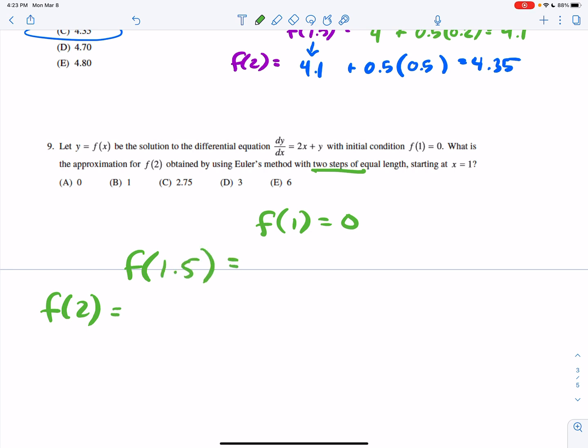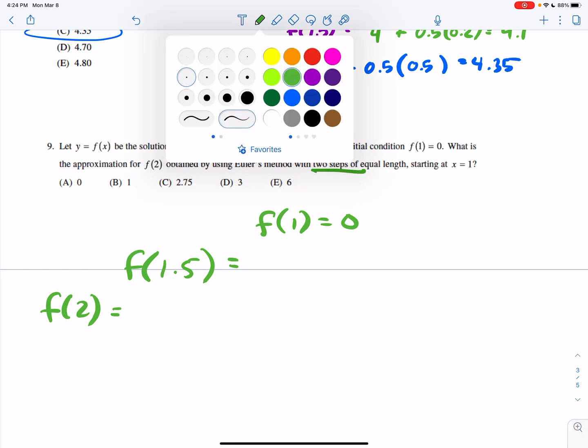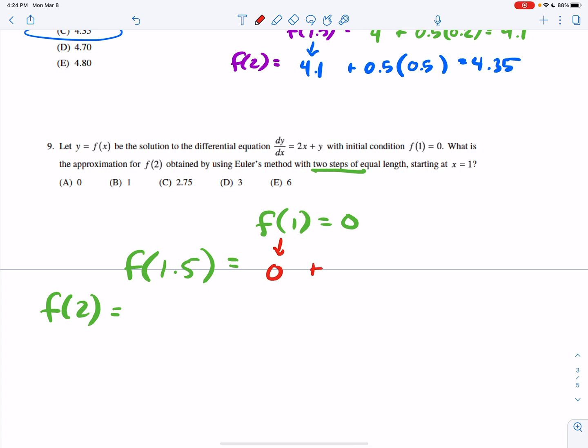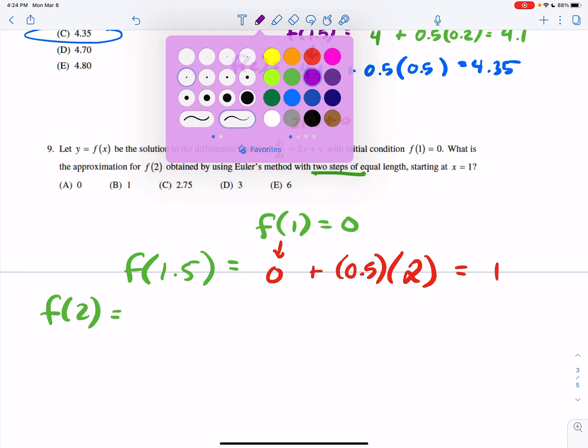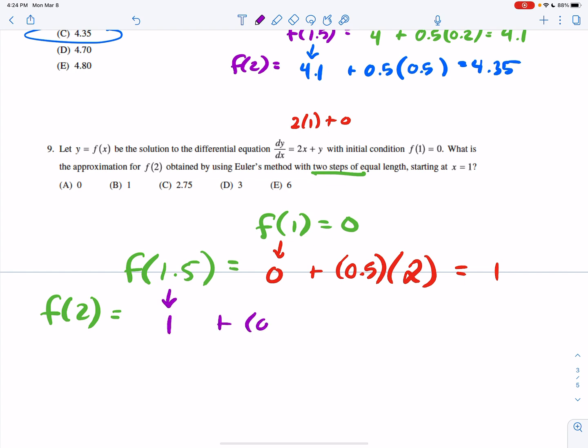Looks like the step size is 0.5, positive, okay? So here, you start off with your previous y coordinate plus the step size, which is 0.5, times the derivative of the previous coordinate, so that's 2 times 1 plus 0, that comes out to 2. Okay, half of 2 is going to be 1. Right, f of 2 is the previous y coordinate plus the same step size times the derivative of the previous point. So that's going to be 2 times 1.5 plus 1. 2 times 1.5 is 3 plus the 1 is a 4. Okay, half of 4 is 2 plus the 1 is 3.